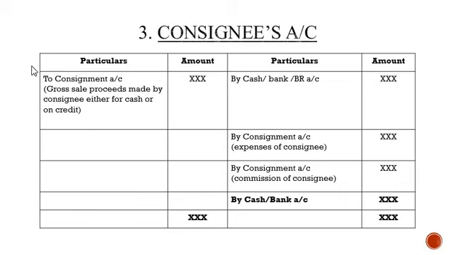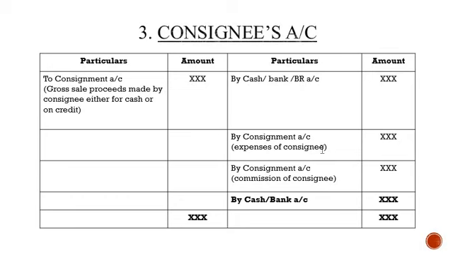To the debit side, you have two consignment account. In this, that is nothing but gross sales proceeds made by consignee either on cash or credit. Next, to the credit side you have by cash, bank or bills receivable account.